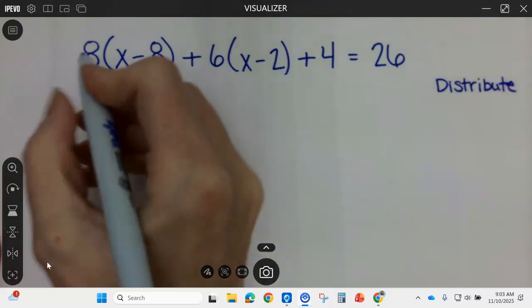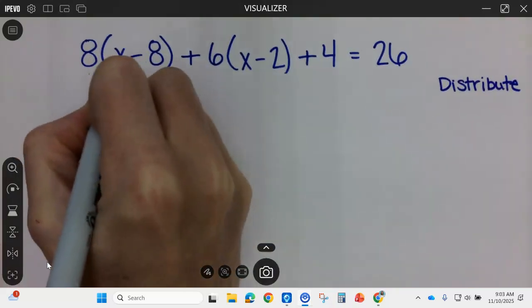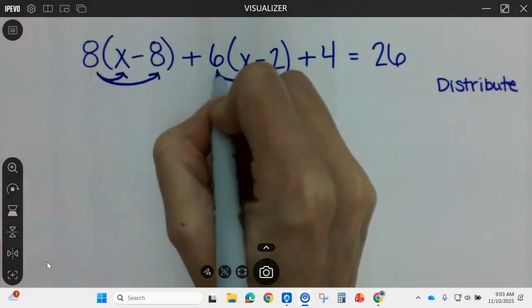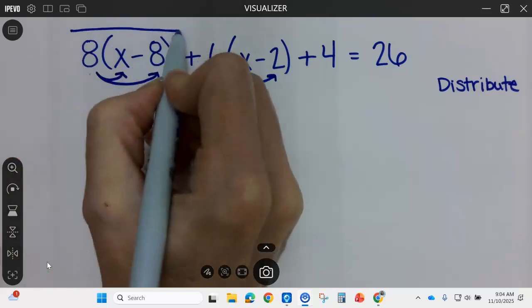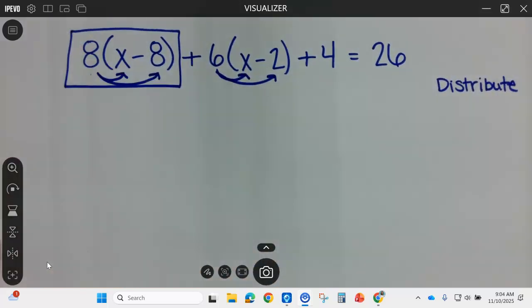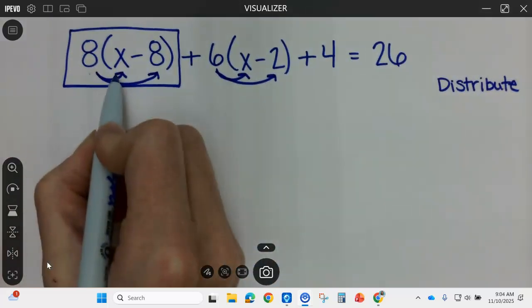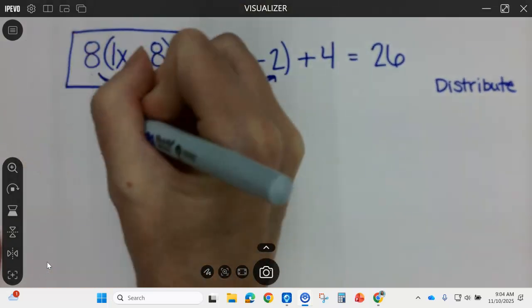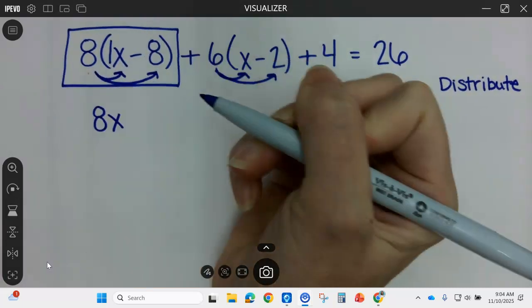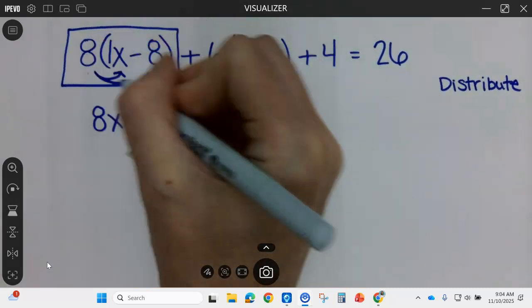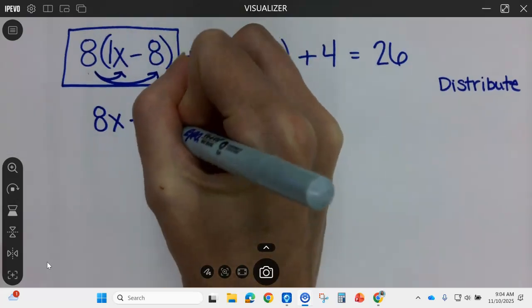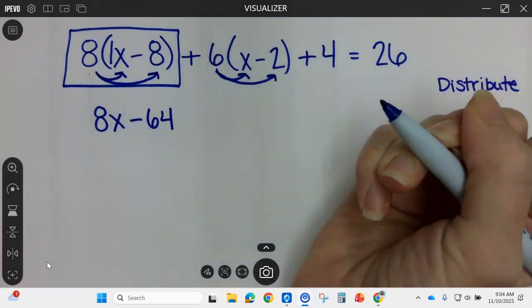Distribute means when you take the number that is kissing the parentheses and you multiply it by each term inside of the parentheses. Okay, so if we distribute here, 8 times x, that's also the same thing as 1x, which would be 8x. Then 8 times negative 8 is negative 64.